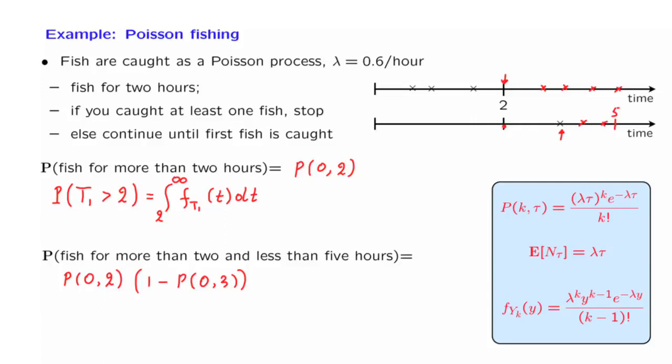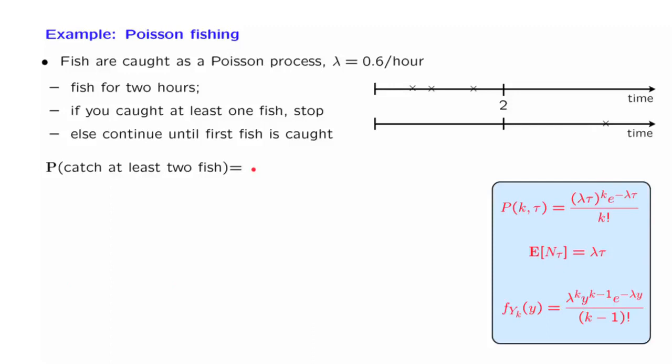Now let us think of the alternative approach, a different way of describing this event using arrival and interarrival times. What is this event? This is the event that no arrival happened until this time, but an arrival happened before time 5. So this is the event that the first arrival happened after time 2, but before time 5, and we're looking at the probability of this event, which we can find by integrating the PDF of the first arrival time from 2 until 5.